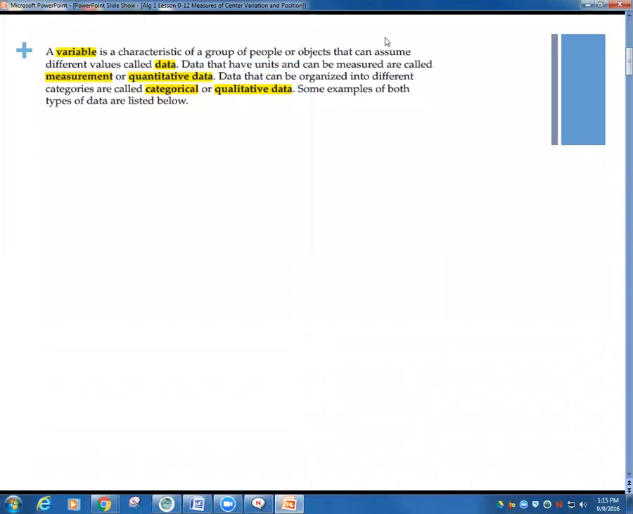So first, some vocabulary. A variable is a characteristic of a group of people or objects that can assume different values called data. Okay, so if we're asking people how old they are, the variable would be their age. The data would be the ages that you collect from the people that you ask. Data that can have units and can be measured are called measurements or quantitative data. Data that can be organized into different categories are called categorical or qualitative data. Some examples of both types are here.